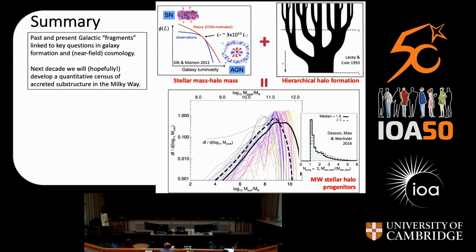To summarize, these fragments that fall into our galaxy are linked to key questions in near-field cosmology and galaxy formation. We've been using the surviving dwarf luminosity function for years. I think we're now moving into a regime where we could actually add in the destroyed dwarfs as well. It's going to take a lot of work, but it could be very compelling. And I think this is something that we'll move towards in the coming years.